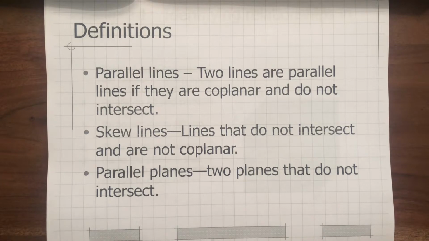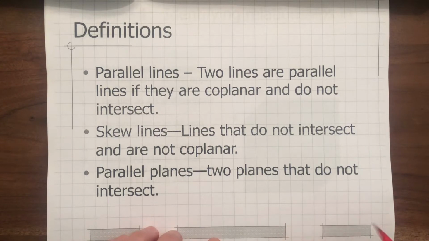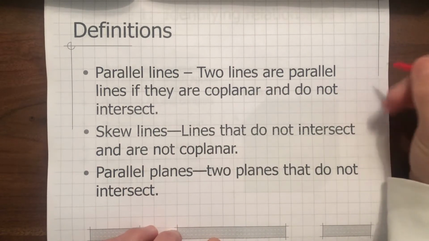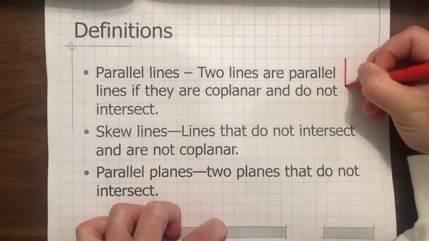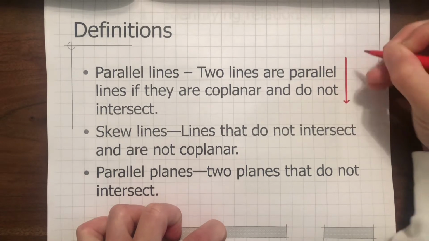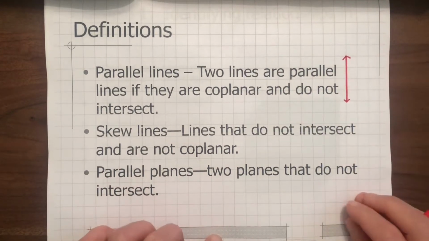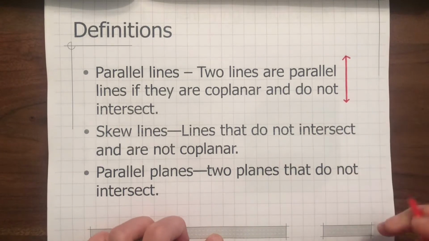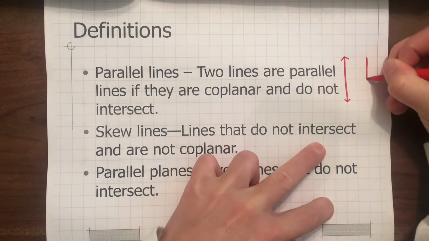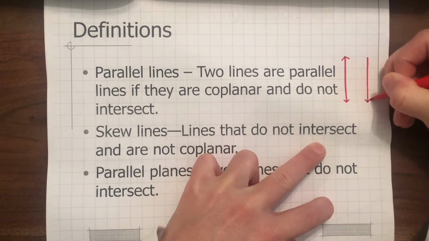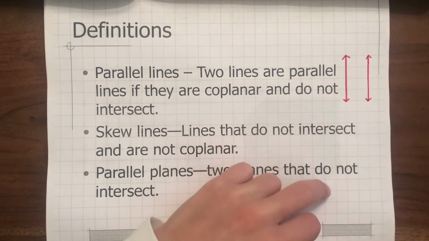Now, our first definition is about parallel lines. Parallel lines are coplanar, they share the same plane, and they never intersect. So basically, a parallel line is going to be a line that is drawn. Remember, a line has arrows on both ends. So a parallel line to this line would be right next to it because they never intersect, okay? So those are parallel lines.